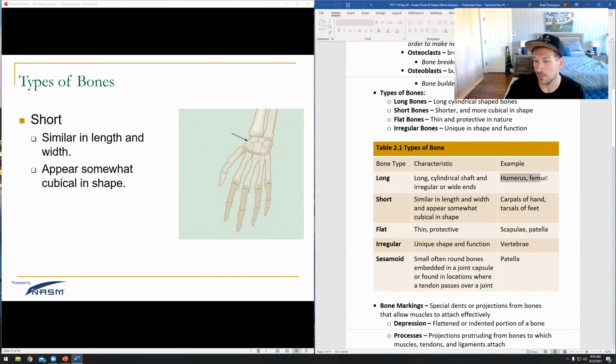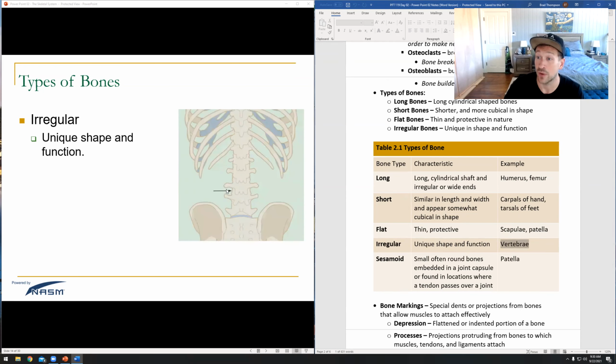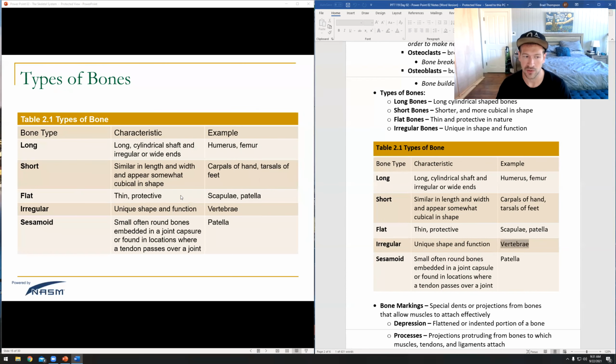But you've got long bones, and then short bones, like the carpals of your hands and tarsals of your feet. Then you get flat bones. That's like your scapula or your pelvis, right? Or even your patella, your kneecap, is actually considered a flat bone. And then you've got your vertebrae, which we call irregular bones, right? The oddly shaped ones that are very specific to a very specific function. Your discs in your spine are very unique. So we call those irregular bones.